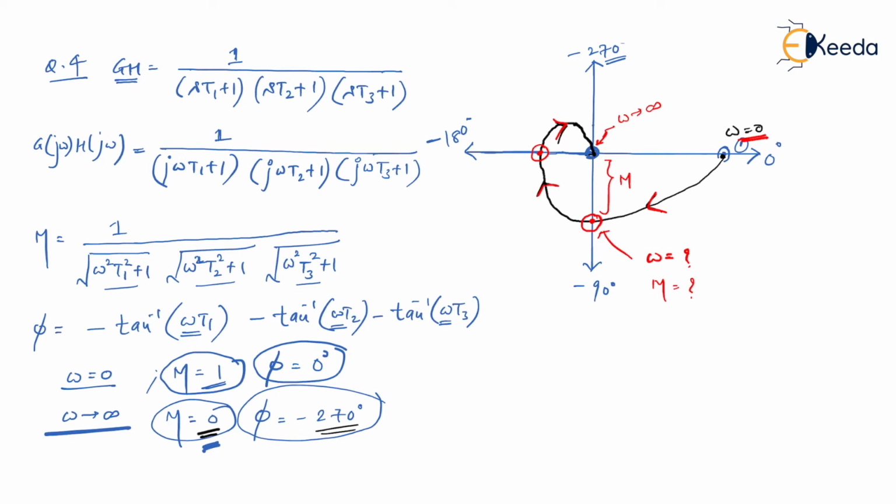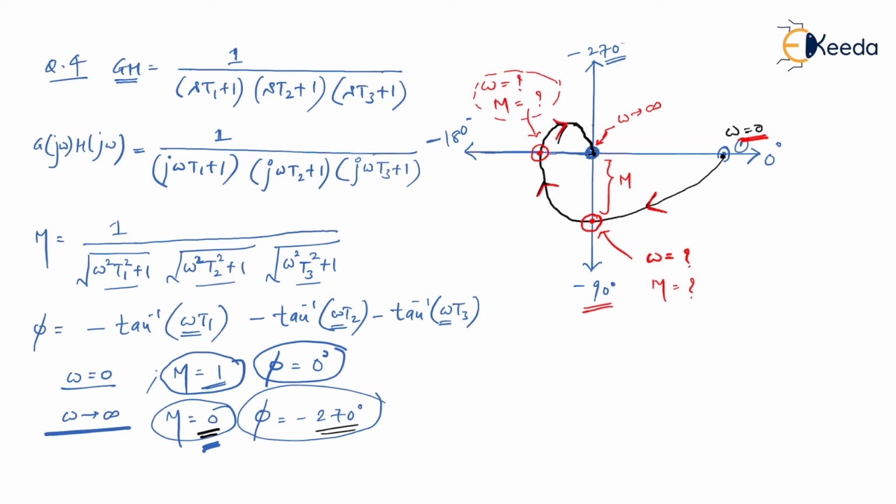Similarly, you are interested in the intersection point at minus 180 degrees. You have only one piece of information, the phase angle equal to minus 180 degrees. So at which value of omega is this happening? Also, you can calculate the magnitude. To find the stability and everything, you should be capable of finding omega, and also how to find M, because it has a very standard procedure.